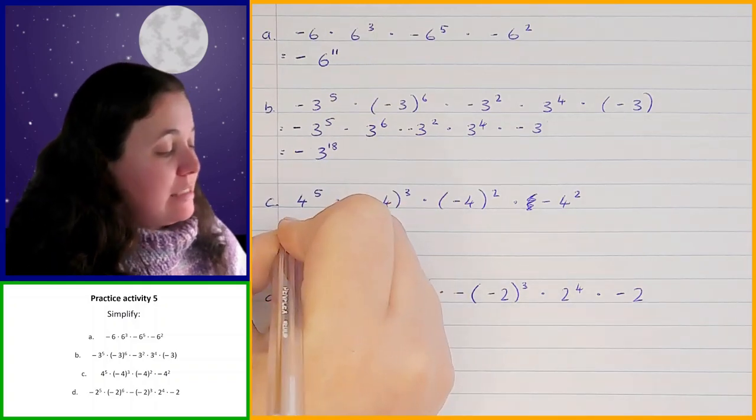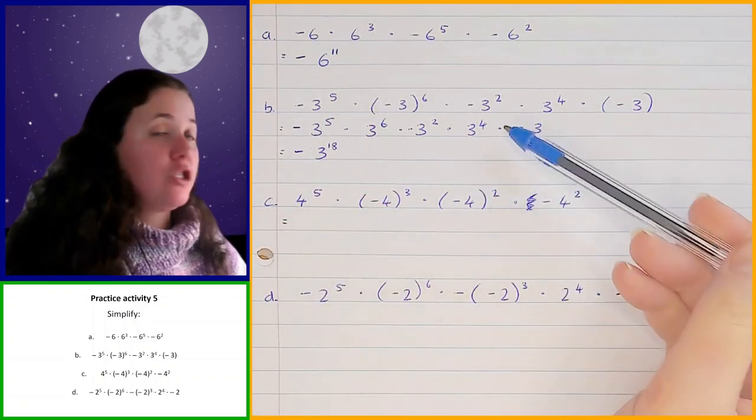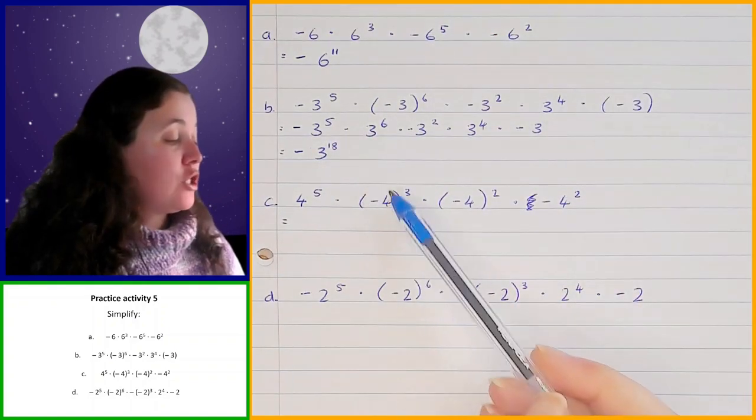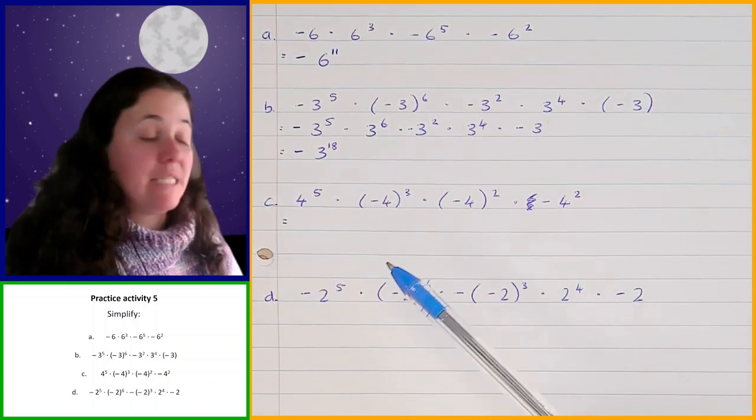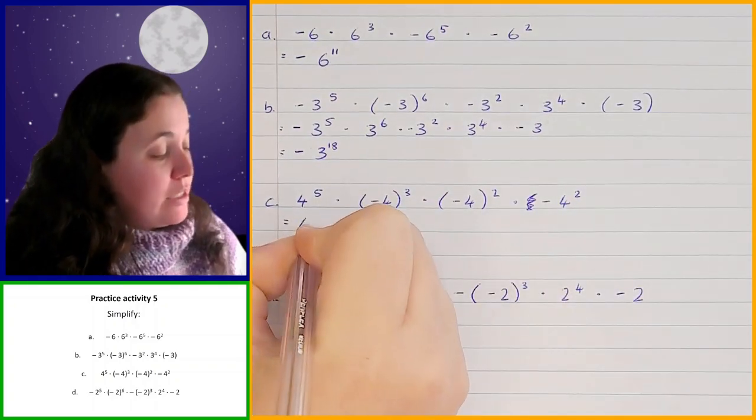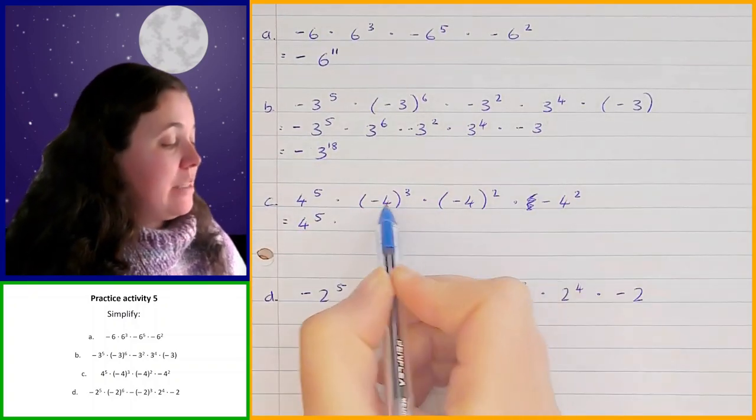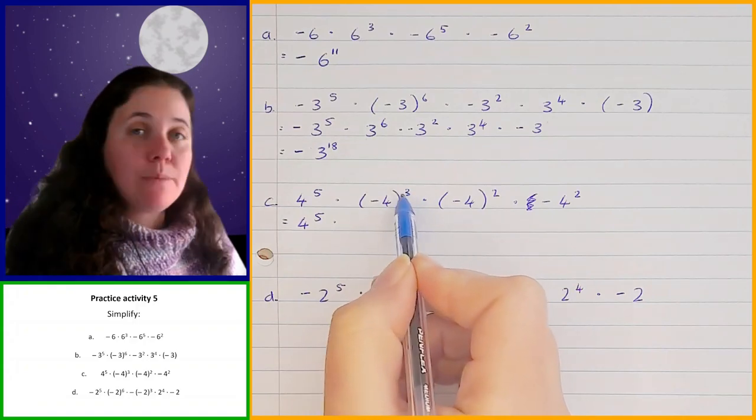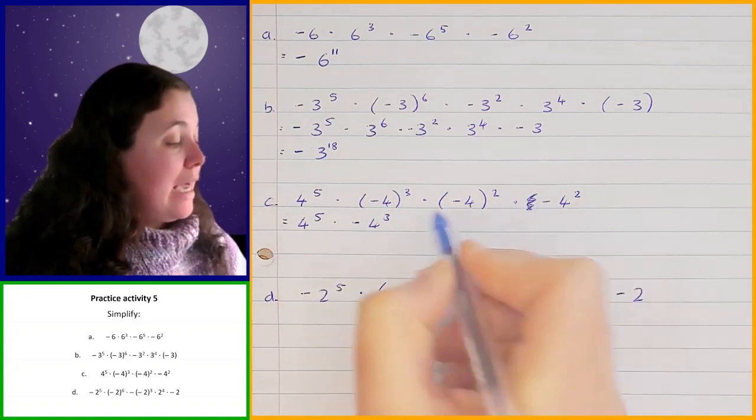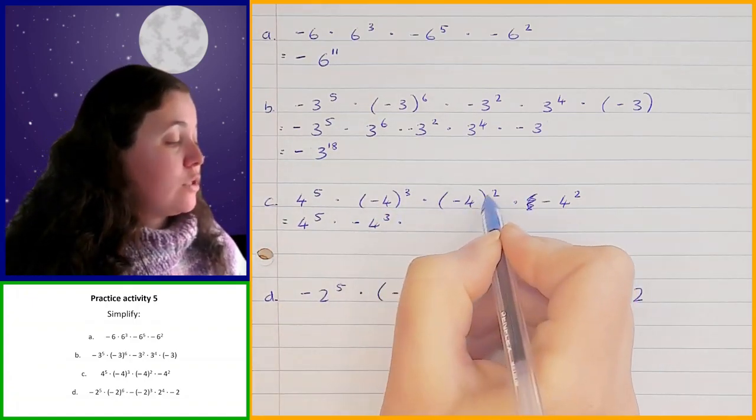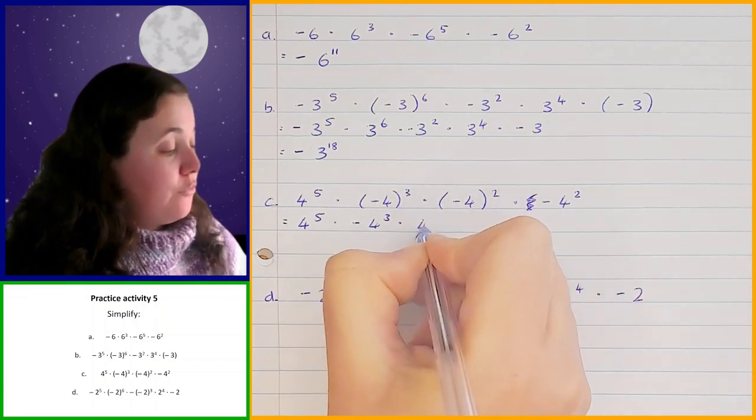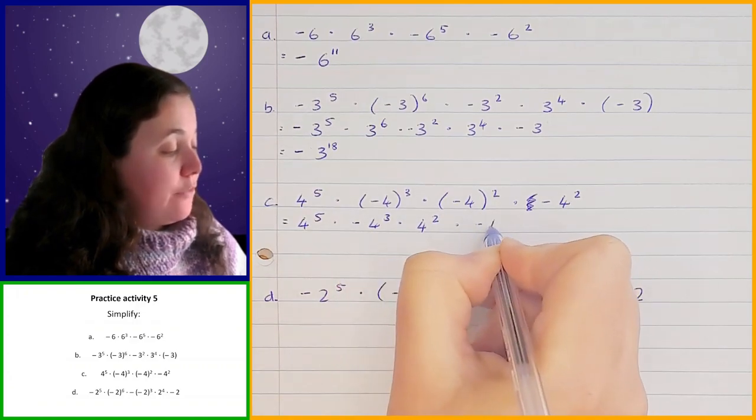Okay, question C. Now this one is going to be very much the same as that one in the way that it works. I'm going to do it the same way again, where I'm first just going to get rid of my brackets. I don't like to have those brackets if I can avoid it. And then I'm going to simplify it. Okay, so this is going to stay as it is for now, times negative 4 cubed. That's an odd exponent, so it's going to stay negative. So it's negative 4 cubed still, but without brackets. And then this one times negative 4 squared. Now this time the exponent is even, so it's going to change to positive. So it's just 4 squared times negative 4 squared.